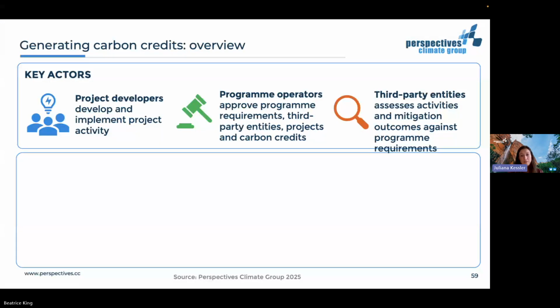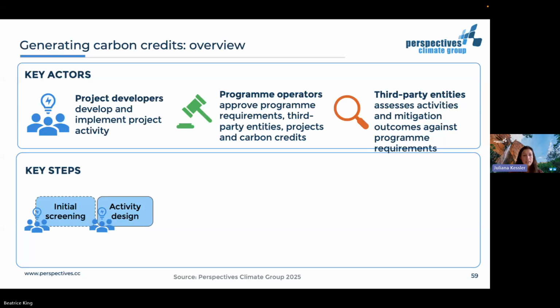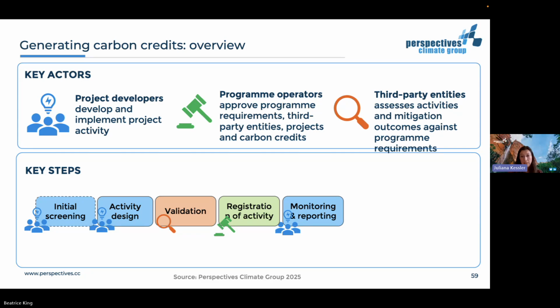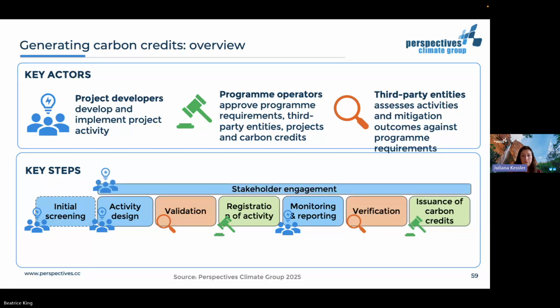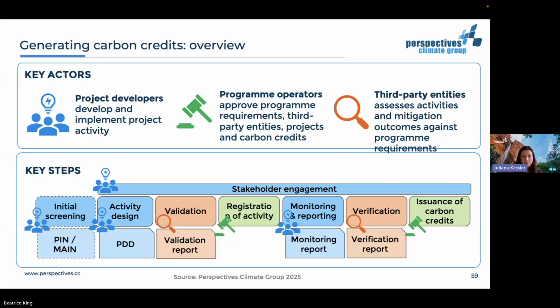On the next slide, we see a very generic carbon crediting cycle. I think we can click through it relatively quickly because you are all familiar with it. You see where project developers come in, initial screening, activity design, then we have independent third-party entities for the validation, and then later on for the verification of achieved mitigation outcomes. And yes, the program operator here is registering the activity and then in the end also issuing it. And stakeholder engagement across all of these steps is very essential.